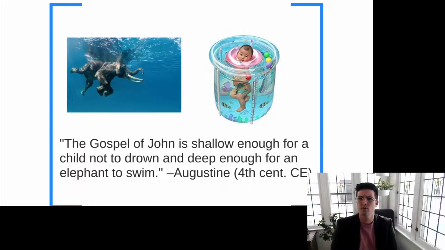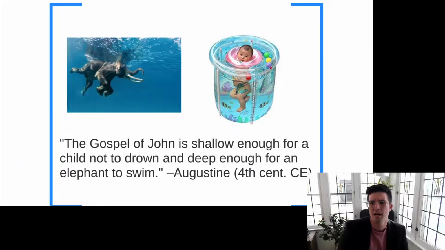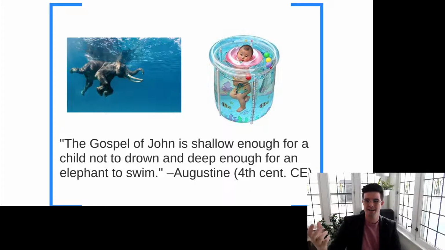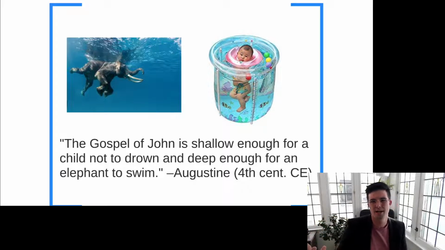And I end here with this quote from Augustine, who talks about the Gospel of John being so deep that an elephant can swim in it, that there's so much theological sophistication to John that it's like a pool. It's so deep an elephant could swim in it, but it's also shallow enough. We have these very explicit statements of who Jesus is, that it's a gospel that's easy to wade into, that a child can go into it and understand things about Jesus without drowning. So the Gospel of John is shallow enough for a child not to drown and deep enough for an elephant to swim.